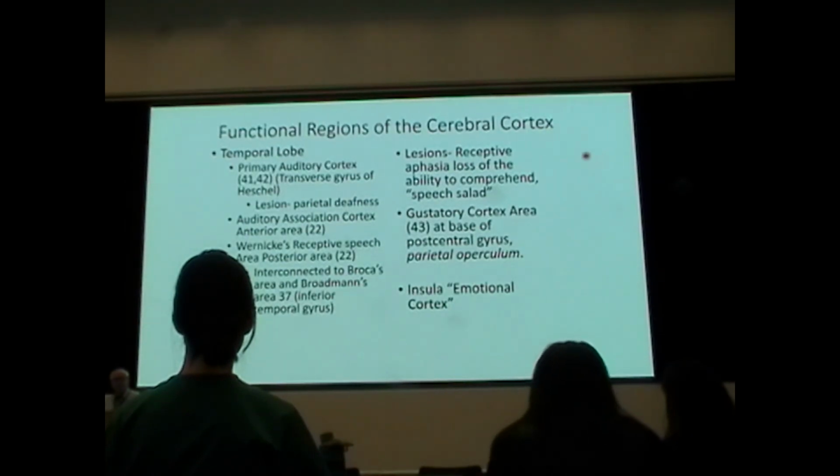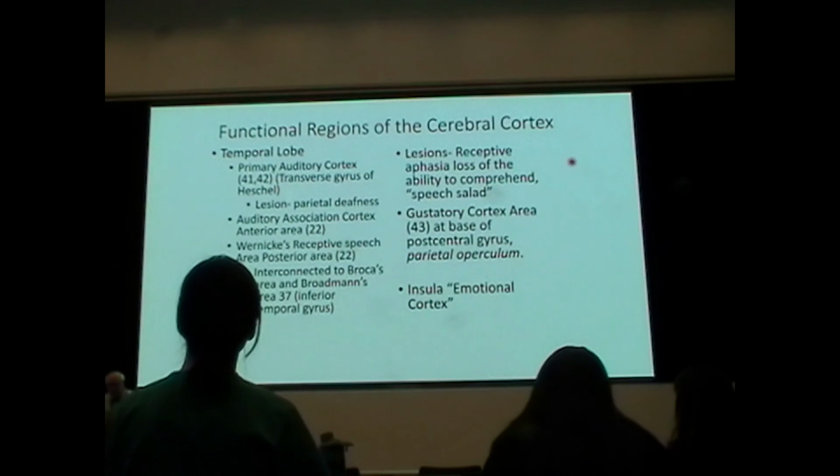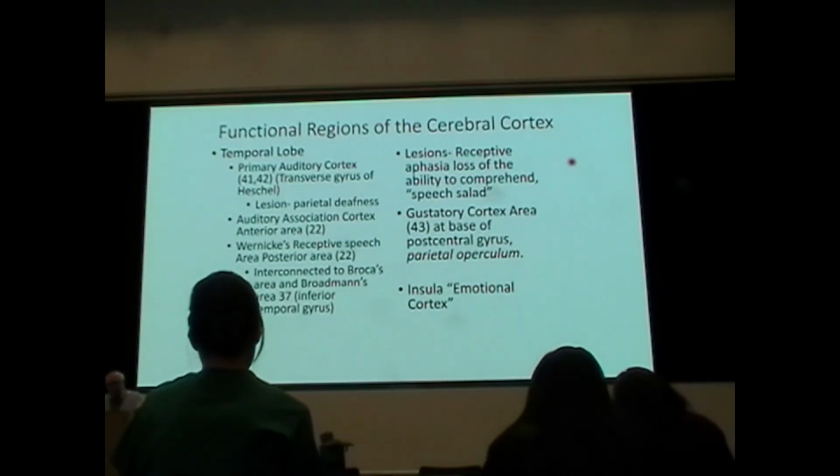Okay, temporal lobe finishes up real fast. This is the superior temporal gyrus, or transverse gyrus, which is pretty much the front and middle of the superior temporal gyrus. This is the primary auditory cortex. This is where information in relationship to hearing goes to be recognized.